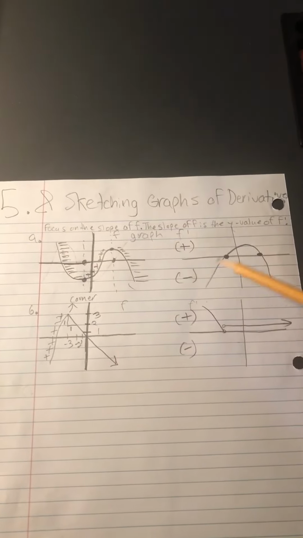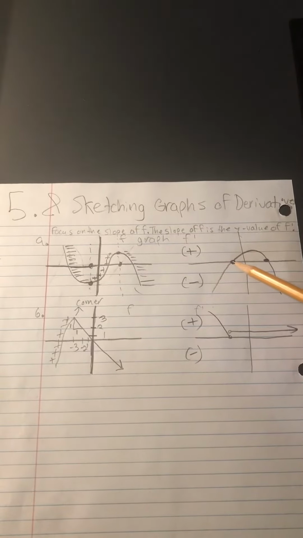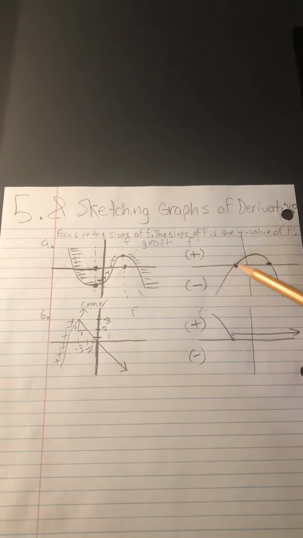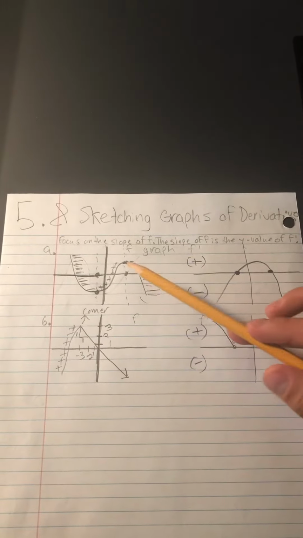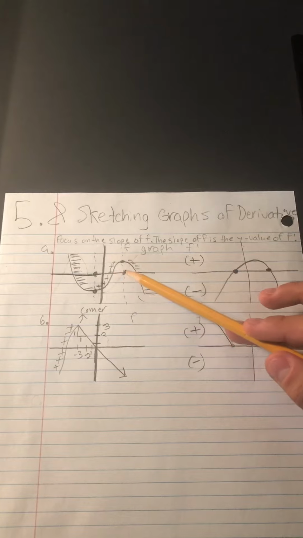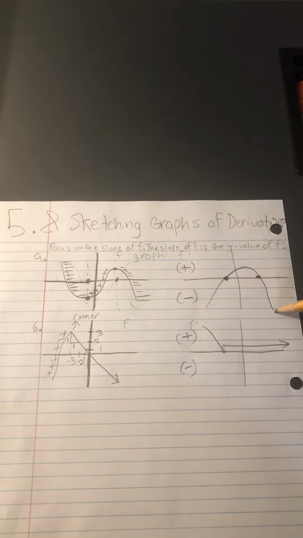This is decreasing, so this is negative. This part is positive, so as we cross this circle or this dot, we have to be in the positive now, which we are. And then it's going to go back down to decreasing, so we have to move back down to this point, so when we touch it we can go back down to negative.